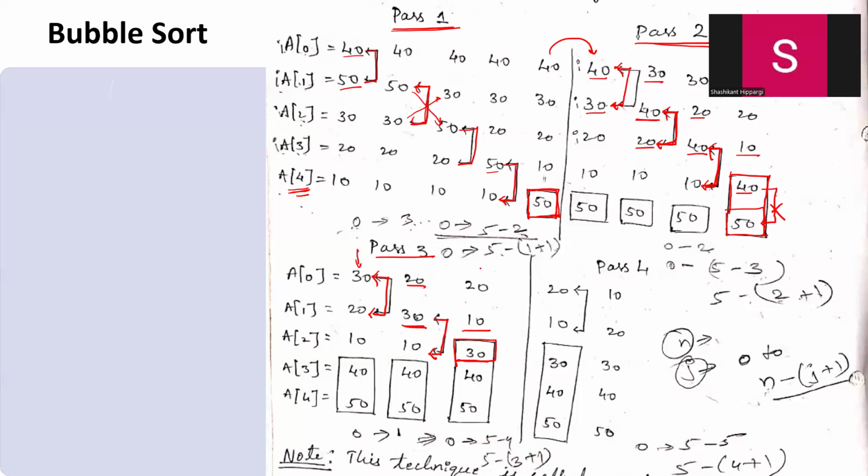The output of pass three will be the input to pass four. Here we are going to perform only one comparison.